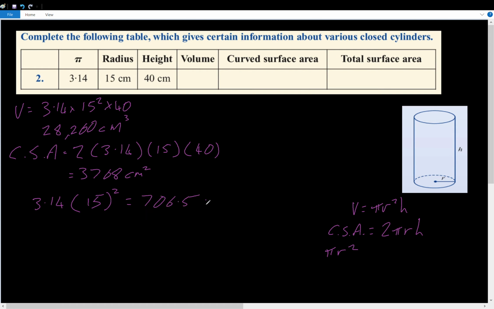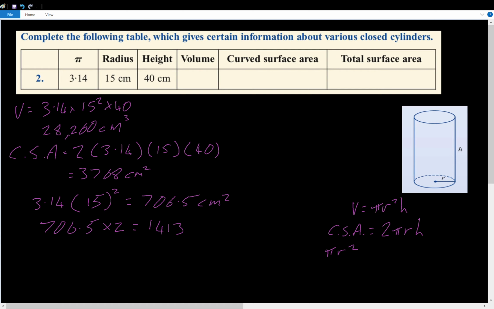706.5 centimeters squared. But remember, there is two of them. So what we need to do is we need to multiply that by 2. So it's going to be 706.5 multiplied by 2. And that is equal to 1,413.